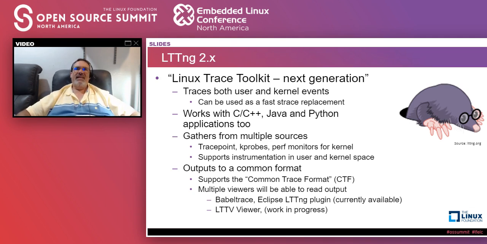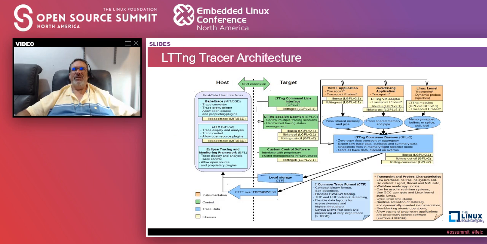We have the Linux Trace Toolkit, next generation. This has been around for a while, but it's still a very useful tool because it gives us the ability to instrument the kernel and see the interaction between your host and the target and what's happening inside of the target as it executes a piece of code. So it's useful for debugging not only user space code, but also kernel space code.